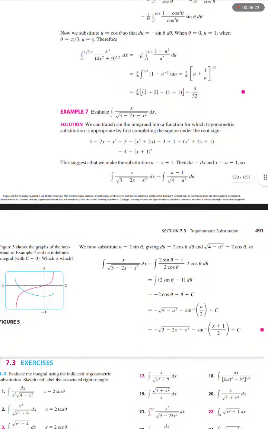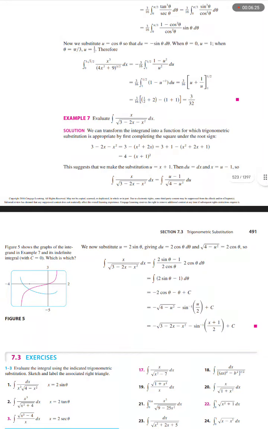Example 7. Evaluate the integral of x over the square root of 3 minus 2x minus x squared dx. Solution: we can transform the integrand into a function for which trigonometric substitution is appropriate by first completing the square under the root sign.